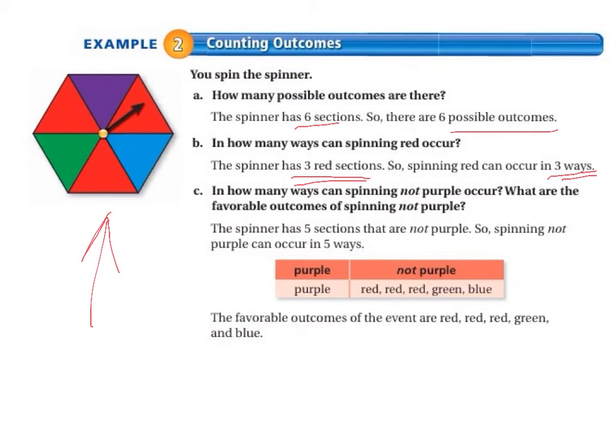Letter C says, in how many ways can spinning not purple occur? So it's asking you, what are the favorable outcomes of spinning not purple? The spinner has 5 sections that are not purple, so spinning not purple can occur in 5 ways, and the favorable outcomes of the event are red, red, red, green, and blue. So those are all of the things on the spinner, all of the colors on the spinner that are not purple.